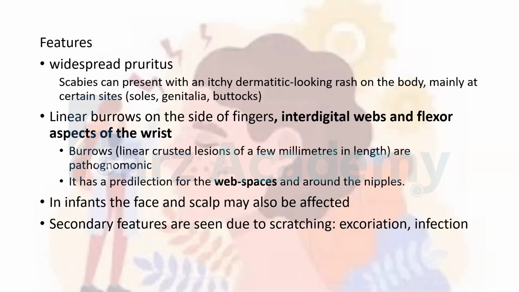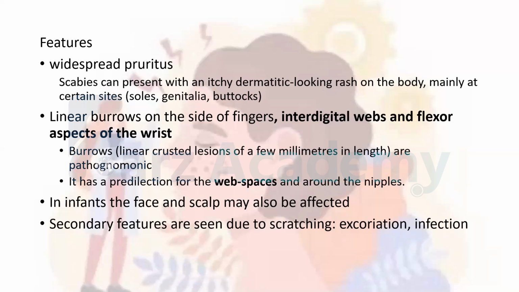What are the features of scabies? First being intense pruritus and itching. Okay, it presents with a dermatitic looking rash on the body, mainly in certain places, for example, soles, genitalia, buttocks. It is also associated with the presence of linear burrows on the sides of the fingers, where interdigital webs are seen, on the flexor aspect of the wrist. Okay, burrows are pathognomonic of scabies.